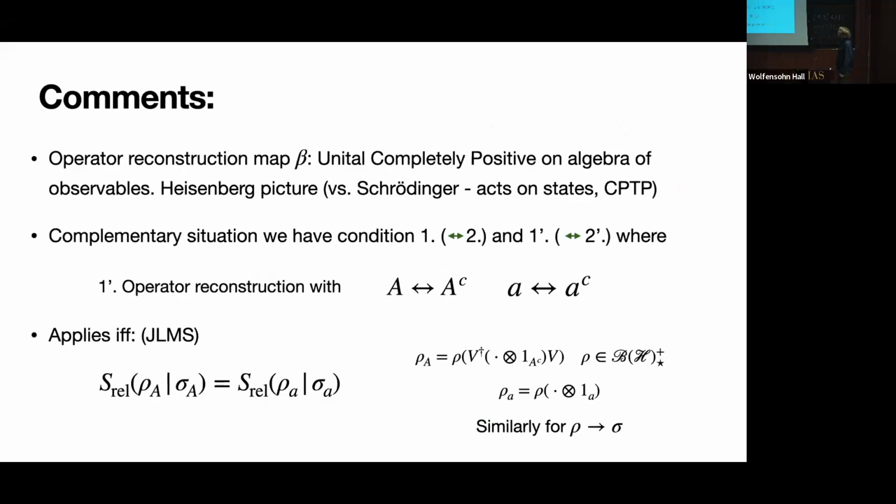Okay, so that's great. So some comments. This operator reconstruction language that I'm using is a Heisenberg picture version of reconstruction where we try to map operators. So beta here is a unital completely positive map. And it's useful to use this language, especially when I'm going to talk about algebras.